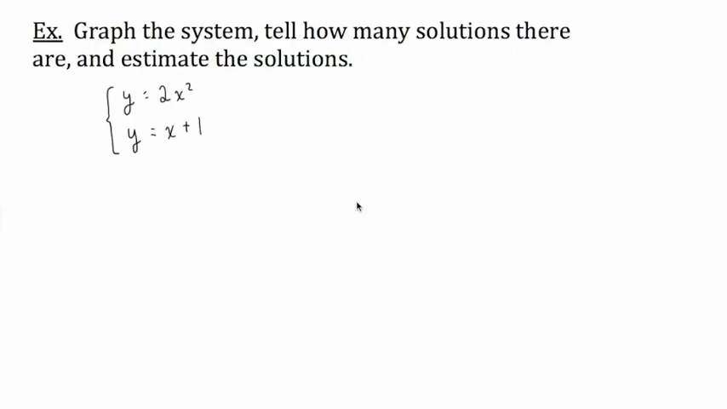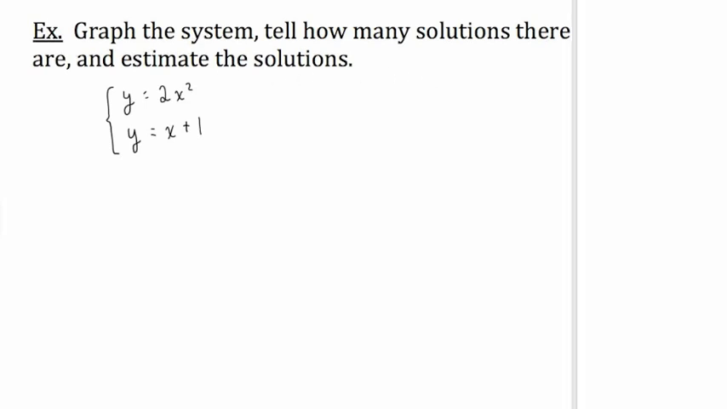Let's take a look at an example problem for how to solve a system of equations where not both of them are linear. So here this tells us to graph the system, tell how many solutions there are, and estimate the solutions. In this case, since we are told to actually make an estimate of what the solutions are, we will have to make a good graph of this, looking for actual ordered pairs, and it can't just be a rough sketch.